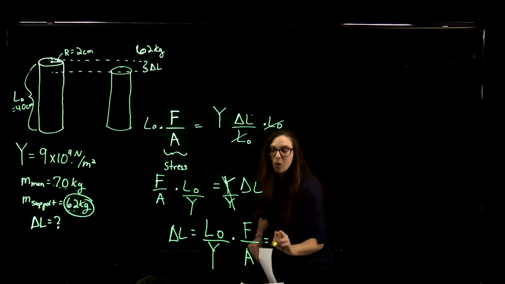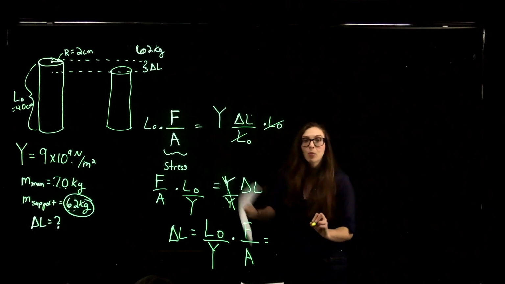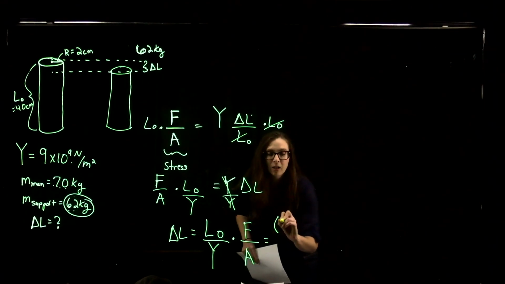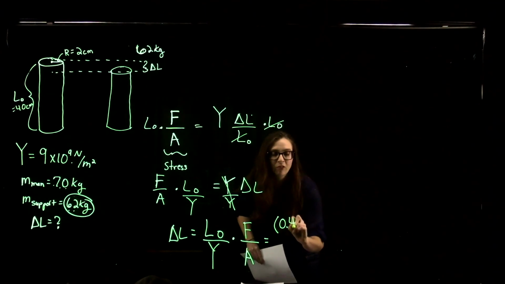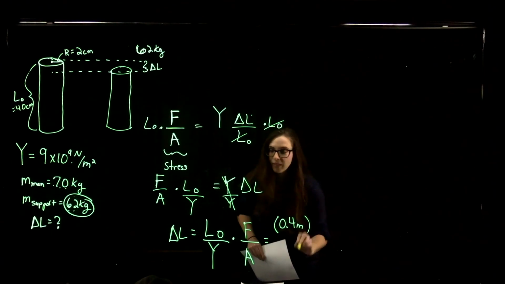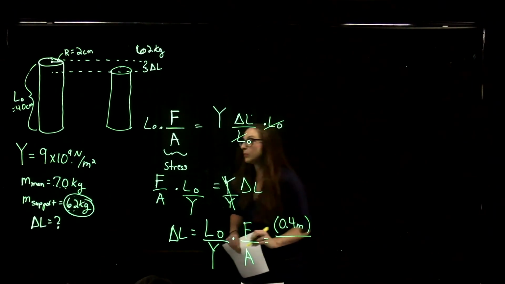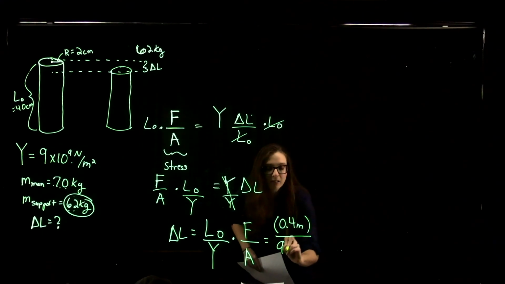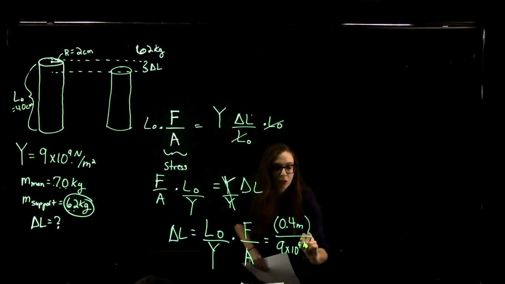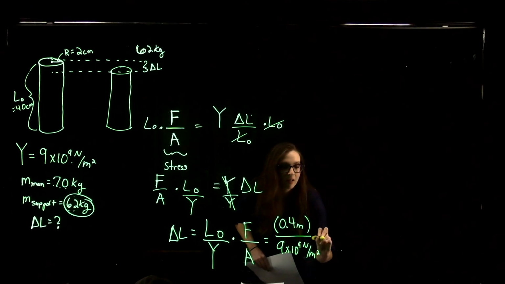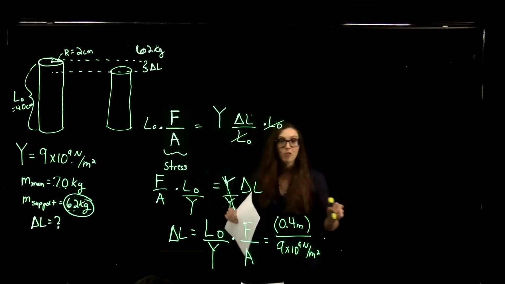Okay, so the original length of our bone was 40 centimeters. We are going to need to write that in meters, so 0.4 meters divided by our Young's modulus, 9 times 10 to the 9 Newton over meter squared. And then we need to multiply it by the force applied.